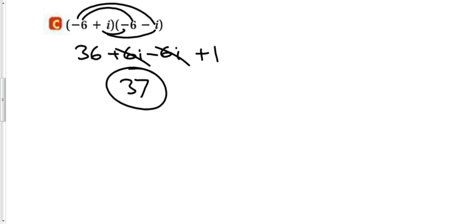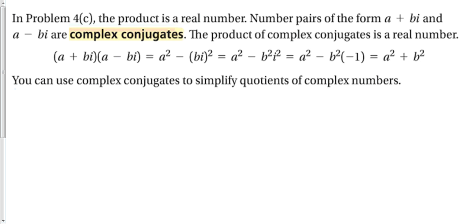So what just happened is that I multiplied two complex numbers together, and I got a real number out of it. That is very important. Okay? And it shows me that I have something called complex conjugates. So in problem 4c, the product is a real number, 37. Number pairs of the form a plus bi and a minus bi are called complex conjugates. The product of complex conjugates is a real number.